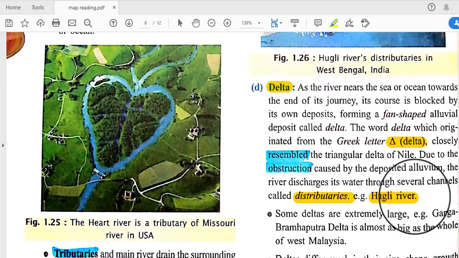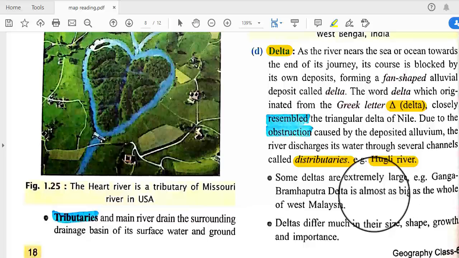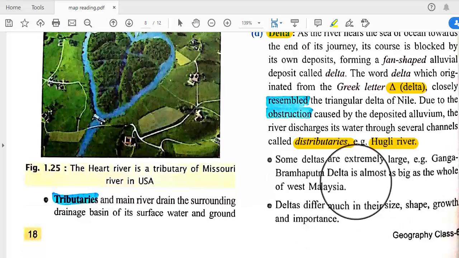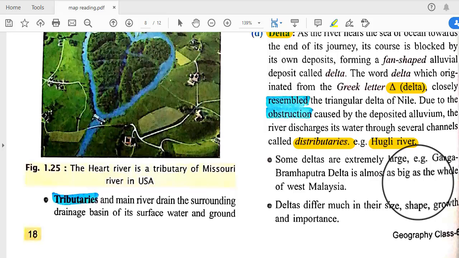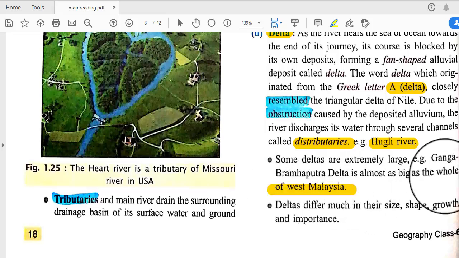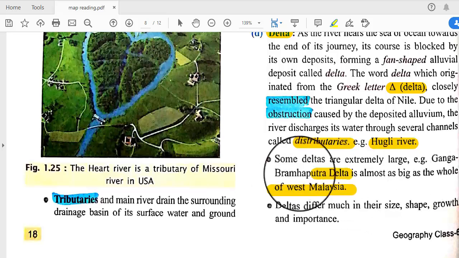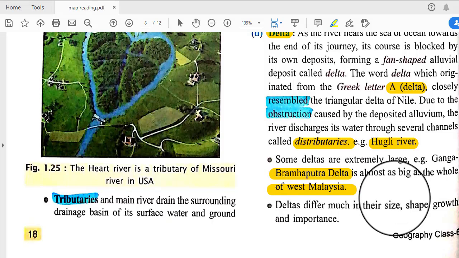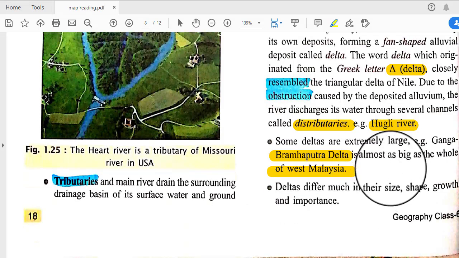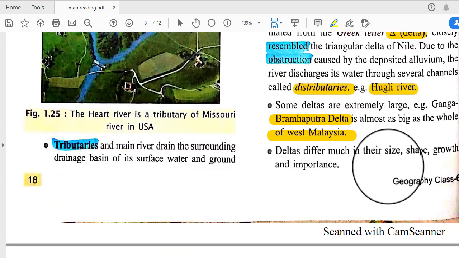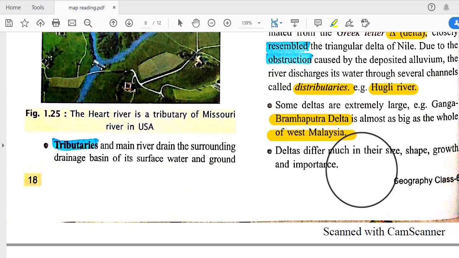Like the Hooghly river, there are also some deltas situated, and some deltas are extremely large. For example, the Ganga-Brahmaputra delta is almost as big as the whole of West Malaysia, and it is the world's largest delta. Deltas differ much in their size, shape, growth and importance.